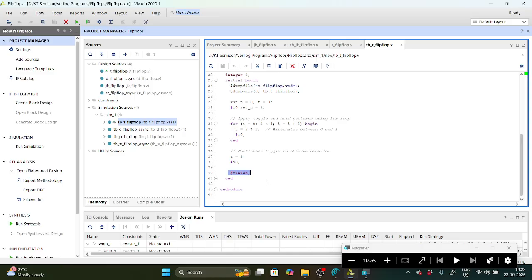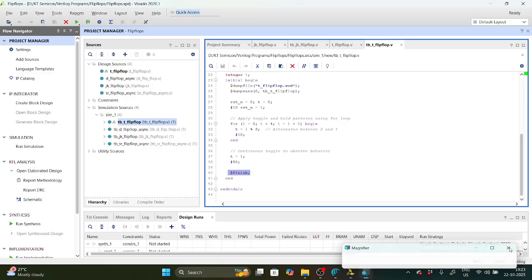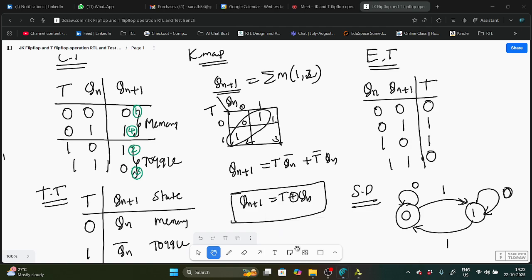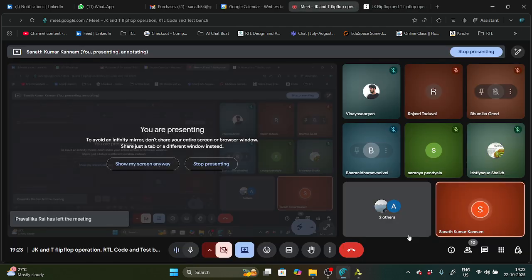This simulation part also you will see. Okay, yeah, so this is about the JK flip-flop and T flip-flop. Any doubts or any queries?